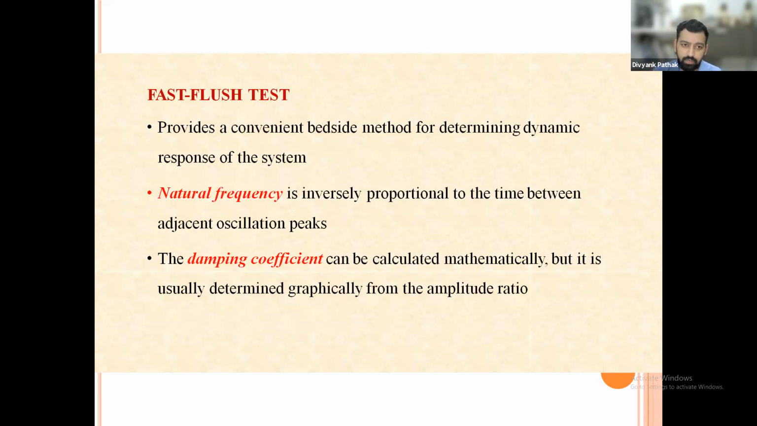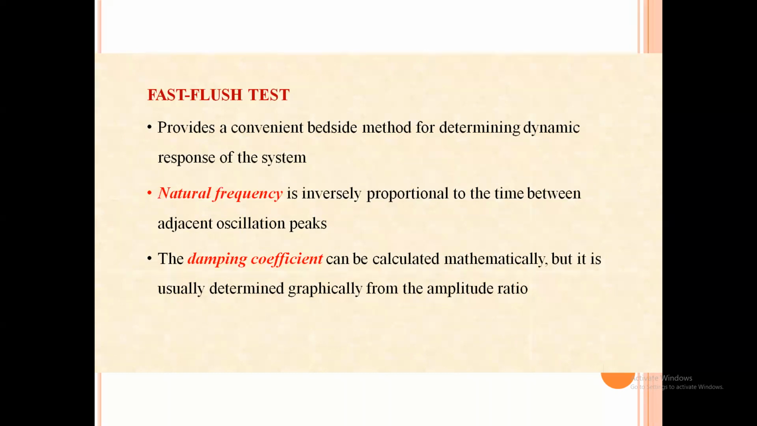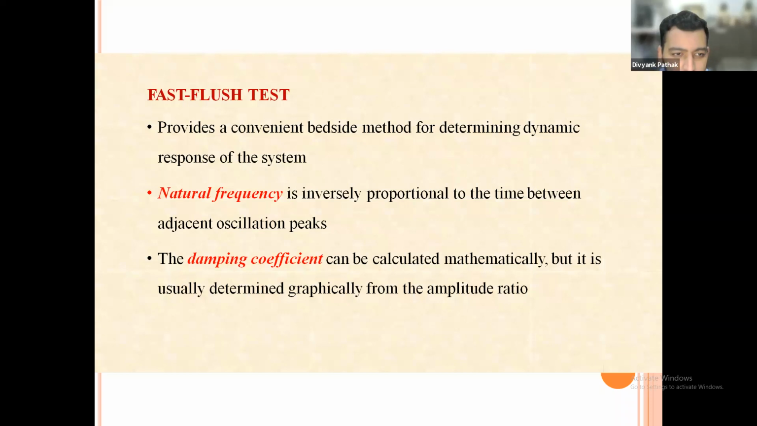So what do we do? There is a fast flush test to check how we know whether the waveform we are seeing is underdampened or overdampened. Now there is a method called the fast flush test. It provides a convenient bedside method for determining the dynamic response of the system. The natural frequency is inversely proportional to the time between the adjacent oscillation peaks, and the dampening coefficient can be calculated mathematically also, but it is usually determined graphically from the amplitude ratio.